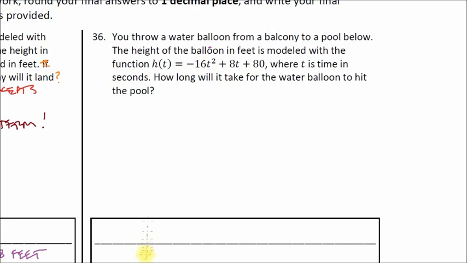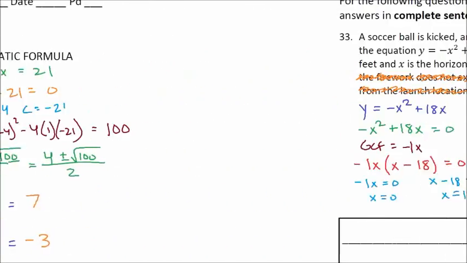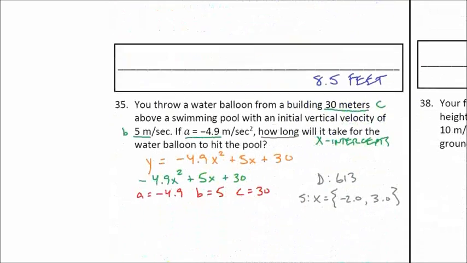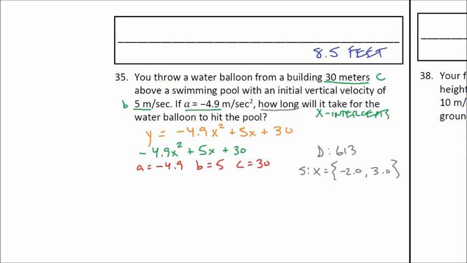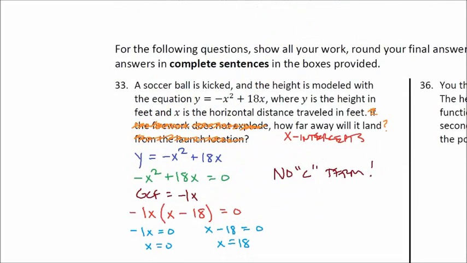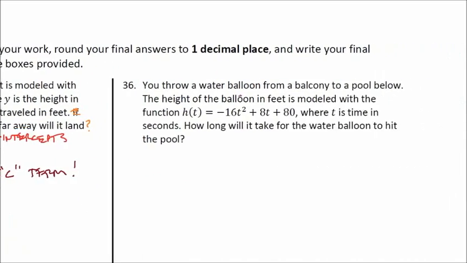First thing we notice is, unlike 35, remember on question number 35, they gave us the velocity, the starting height, and the a value. We had to build our equation. 36 is a little bit easier because they give us the equation. And also notice, we know it's going to be time. How long will it take for the water balloon to hit the pool? We know that is an x-intercept. So I'm going to solve this equation. It's a standard form quadratic. We're going to go ahead and use quadratic formula again.